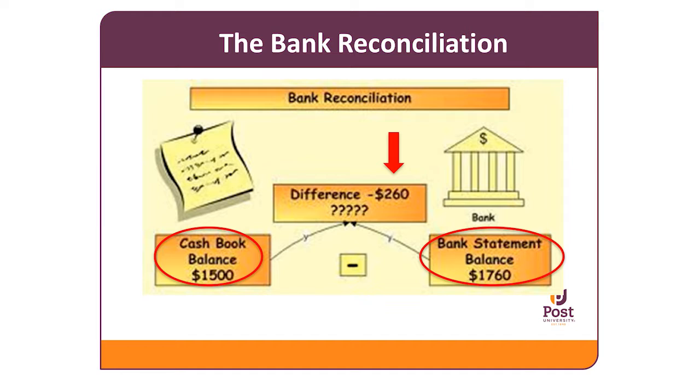You will see we could have two types of differences. The first is just a timing difference. For example, you write a check and it hasn't cleared the bank yet. Or you have deposits and you have not yet taken it to the bank. These are timing differences. Or you could have an error or a fraud.